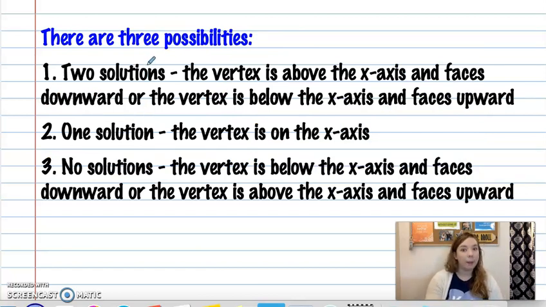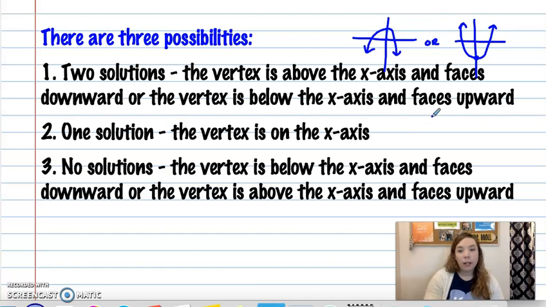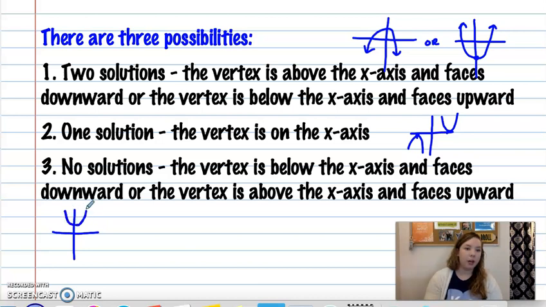2 solutions is going to happen when your vertex is above the x-axis but faces downward like this, or if your vertex is below the x-axis and faces upward, because then it's going to touch twice. One solution is going to be when your vertex is on the x-axis, so it could be either of these where it's just touching the one time. And then you could also get no solutions. No solutions are going to happen when your vertex is above and opening upward, because it's never going to cross down here like we need it to. Or if your vertex is below but facing downward, because again, it's never going to cross our x-axis. So that's what it would look like visually to have 2, 1, or no solutions.